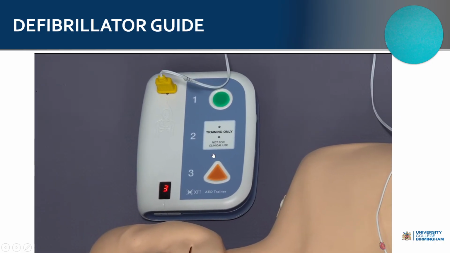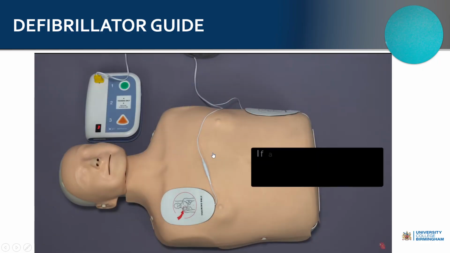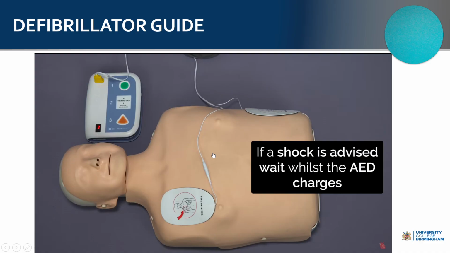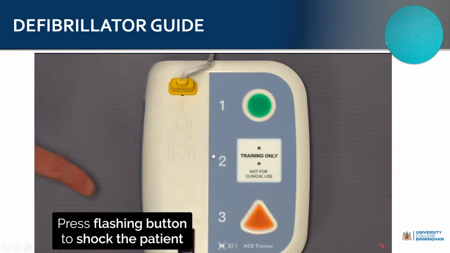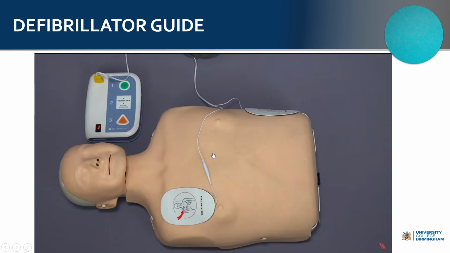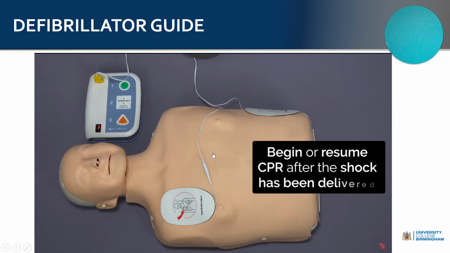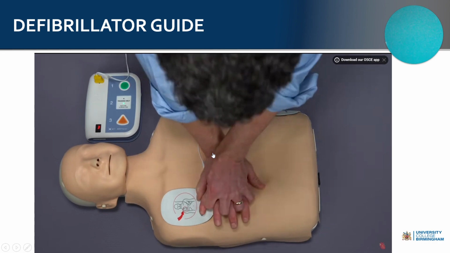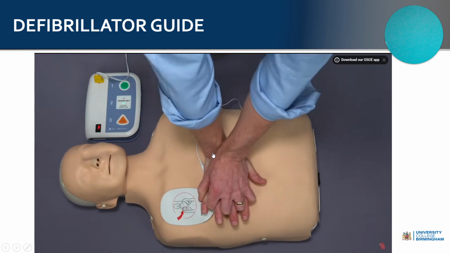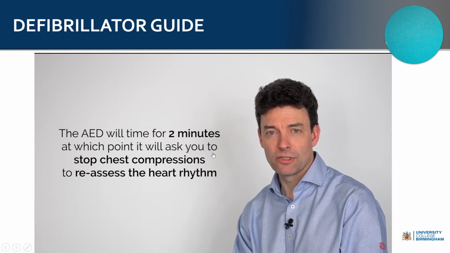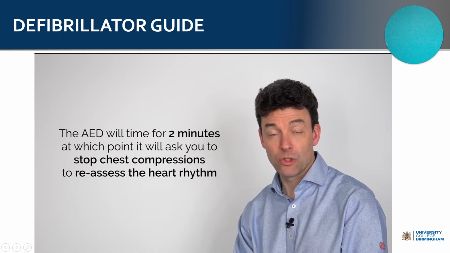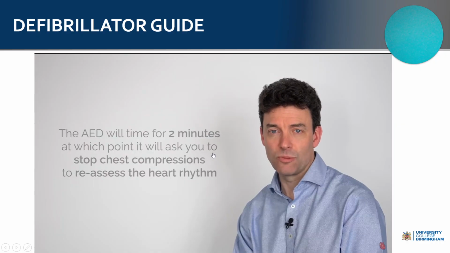Shock advised. Charging. If a shock is advised, wait until the defibrillator has finished charging. Stay clear of patient. Deliver shock now. And then press the flashing button. Shock delivered. If needed, begin CPR. After you've delivered the shock, you'll need to continue CPR. Then the defibrillator will time for 2 minutes, at which point it will ask you to stop doing CPR and it will reassess the rhythm.